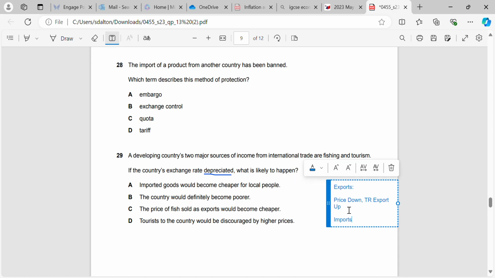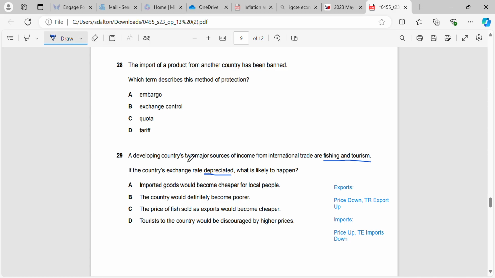In terms of imports, the price of imports goes up. And why does this happen? If the exchange rate depreciates, that means that people in other countries will be able to get our exports at a cheaper price. They'll be paying less for them in terms of their own currency to exchange it into ours. Whereas for imports, we will be paying more to other countries. So when the price goes up, the total expenditure on imports will go down. Again, assuming that the PED for imports is elastic.